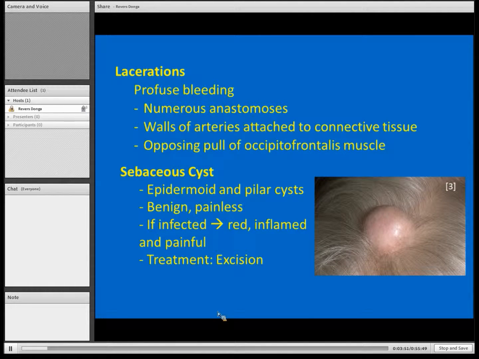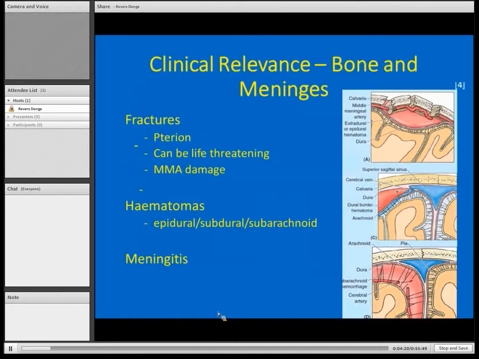Further, the sebaceous cysts, which are epidermoid and pilar cysts, are benign, usually small lumps under the skin's surface, and they are usually painless. Epidermoid cysts are intradermal and form from the epidermis. A pilar cyst forms from the base of hair follicles. Clinically, these are indistinguishable. They present as red, inflamed, and painful if they are infected, and they are treated by simple excision. Okay. So we've talked a bit about the clinical relevance of the scalp.